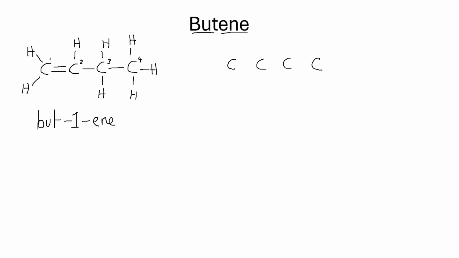Or, as we're going to see, it could be starting at number 2. So we call this one but-1-ene. But the other possibility is that it starts on carbon number 2, like this. In which case we'll call it but-2-ene.